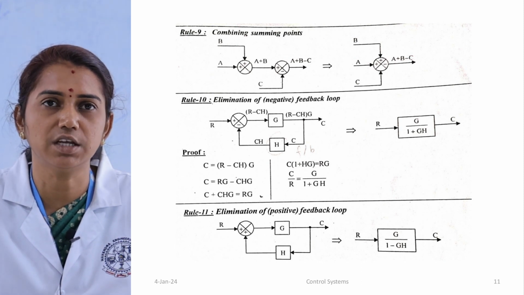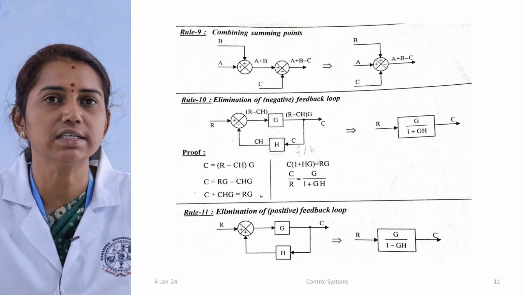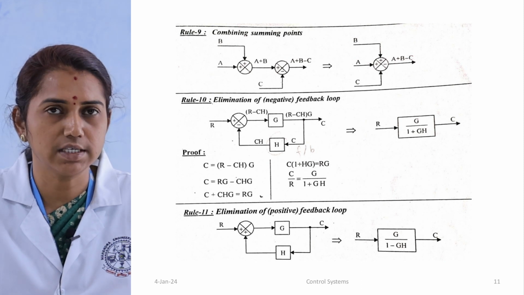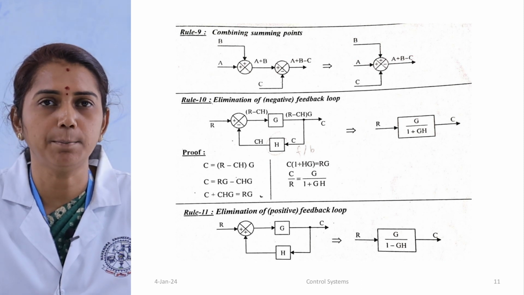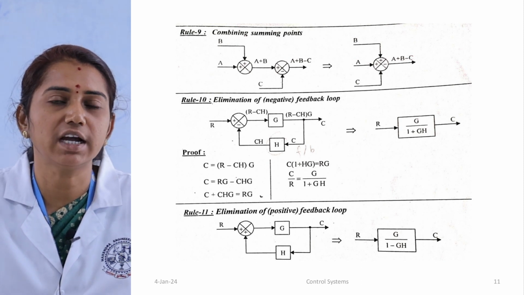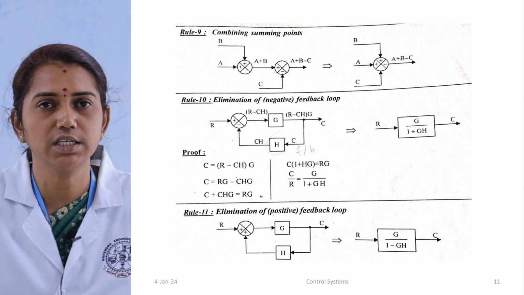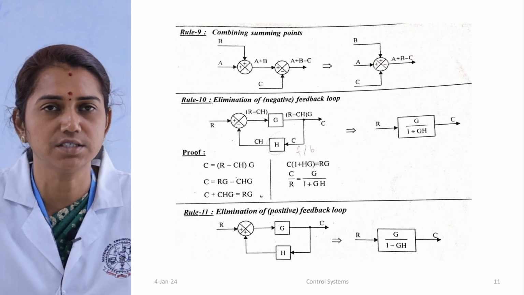Output by input is given by the block G divided by 1 plus block into feedback. That is, C divided by R is equal to G divided by 1 plus GH. In a summing point, if we denote it with a negative sign, the final answer will be C by R is equal to G divided by 1 plus GH.